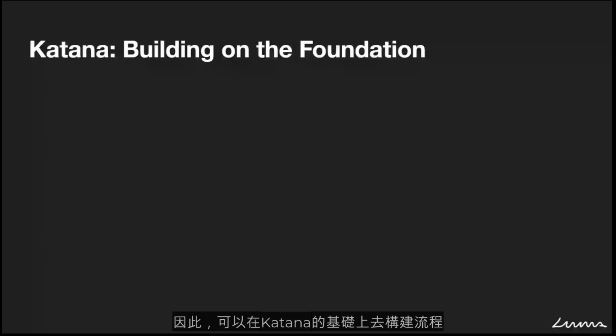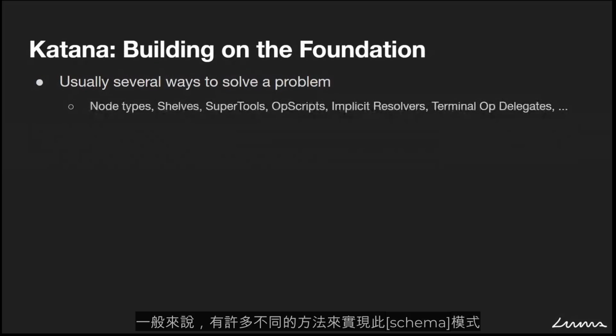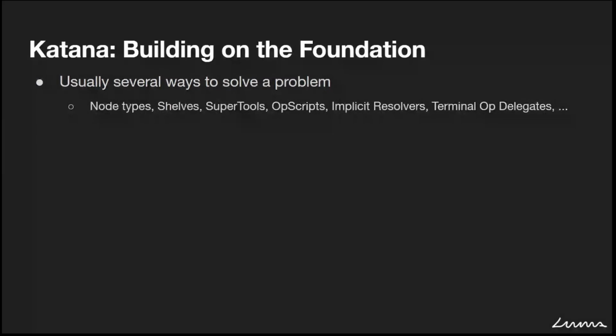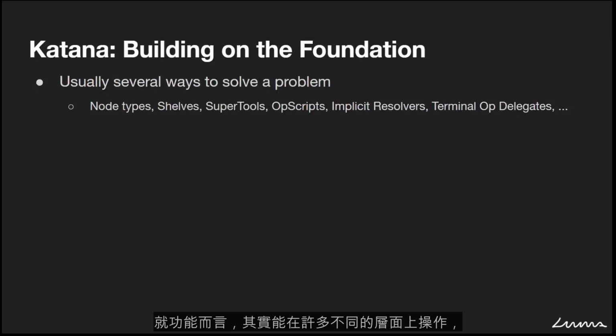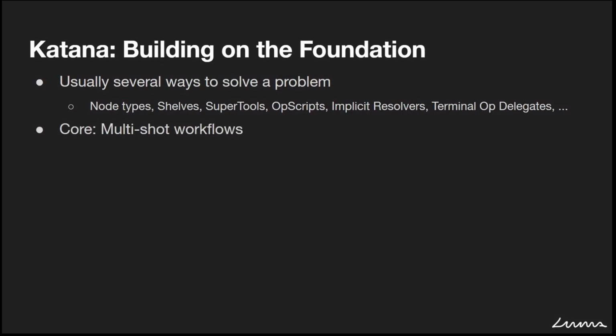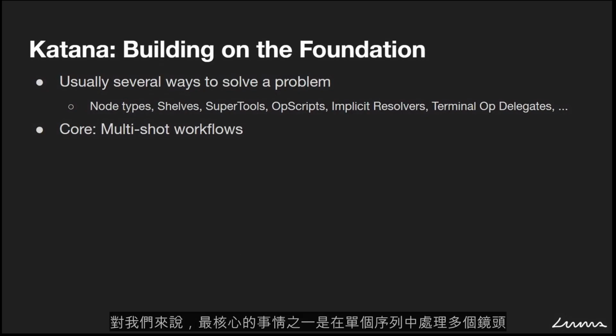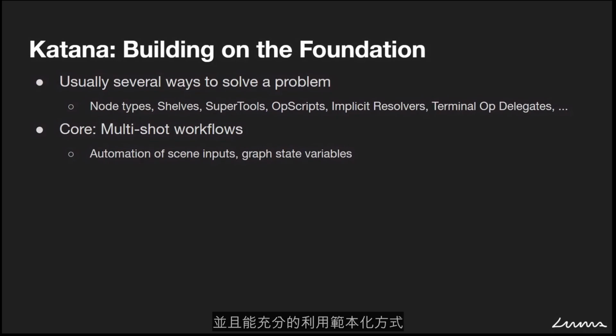Building on top of the foundation of Katana in terms of a pipeline, generally speaking, there are a number of different ways to skin any cat, so to speak. There are many ways to solve a problem. Depending on how much you want to automate something, and how much control you want to leave in the artist's hands or take away, you can be operating at many different levels in terms of functionality. One of the core things for us is really about executing multiple shots in a sequence together and being able to really leverage that templating and shared scene description functionality.